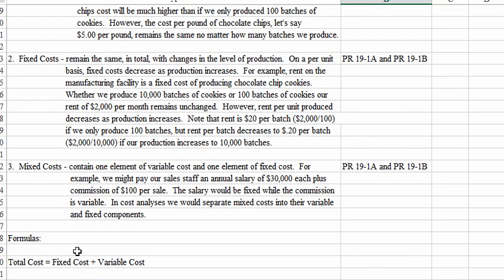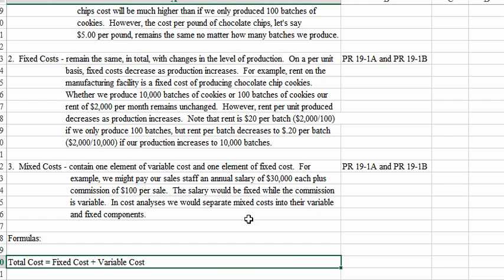We always want to remember that total cost is equal to fixed cost plus variable cost. Now you might be thinking, what about mixed? Well, like we said, we would separate it out into the variable and fixed components. So total cost is always equal to fixed cost plus variable cost.